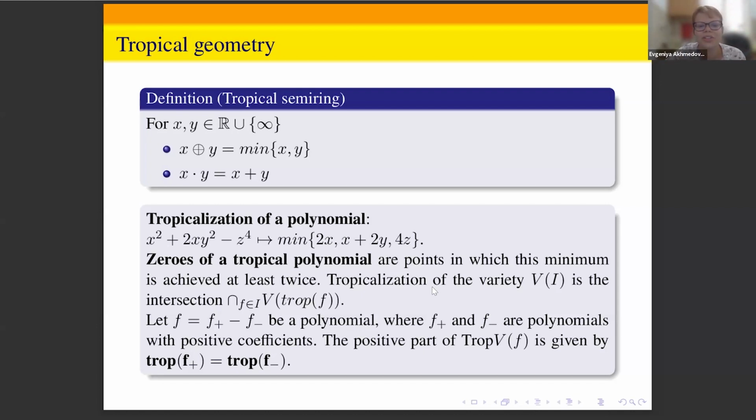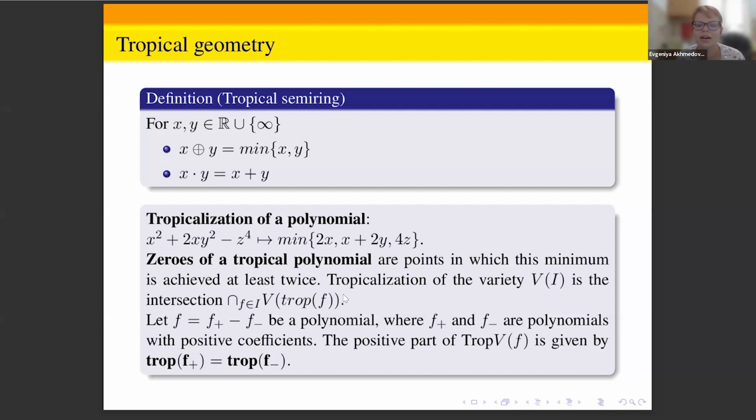And the tropicalization of a polynomial is exactly replacing the products with addition and addition with taking a minimum. And here we see that the tropical polynomial we get doesn't depend on the real coefficients of the polynomial we started with, but the zeros of the tropical polynomial are the points where this minimum is achieved at least twice. So this gives us a tropical hypersurface.